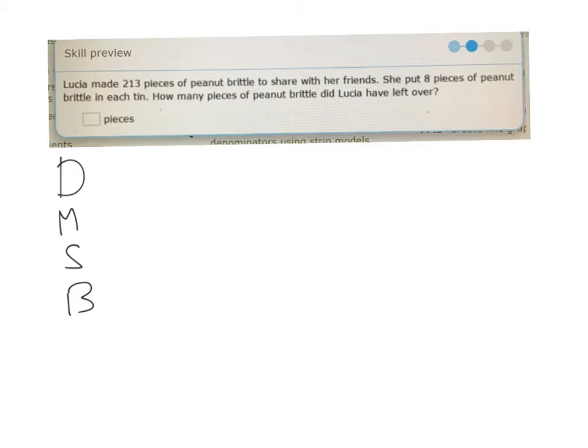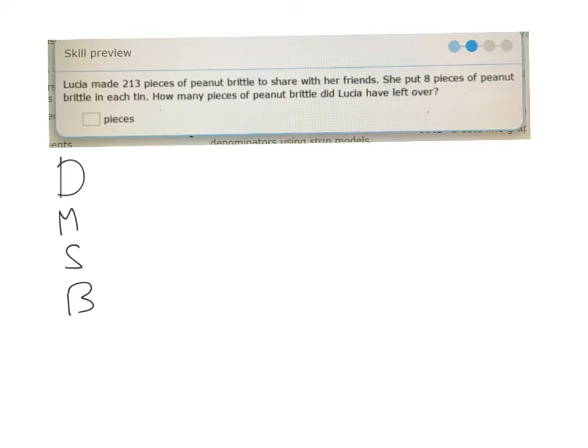This next example says, Lucia made 213 pieces of peanut brittle to share with her friends. She's a nice girl. She put 8 pieces of peanut brittle in each tin. How many pieces of peanut brittle did Lucia have left over? So if we felt like it, we could just draw out 213 and then make groups of 8, but that would take a really long time. So we're going to use long division again.